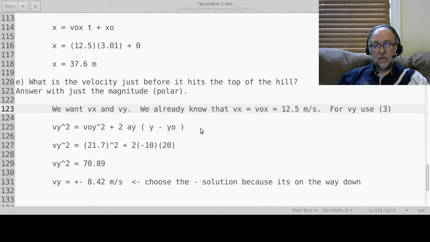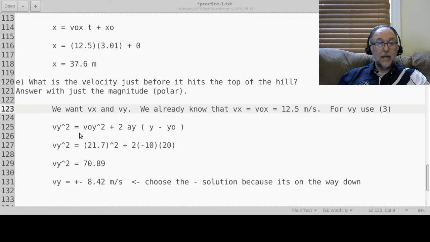We've got the x component of velocity. We need the y component, and you can look through those equations, and it turns out once again that you could use either equation 1, equation 2, or equation 3. And I chose equation 3 again. I'm not sure why, because you could use both of them.